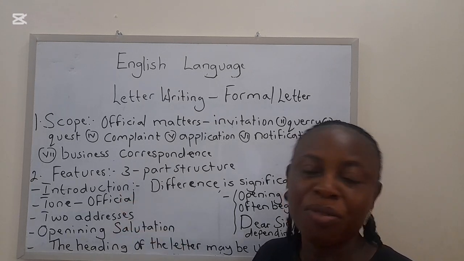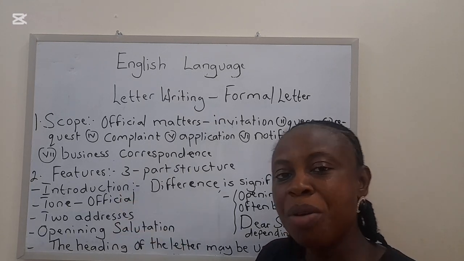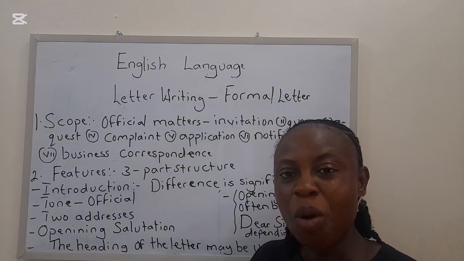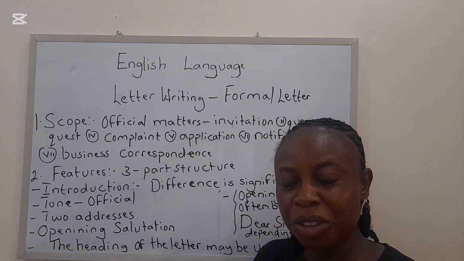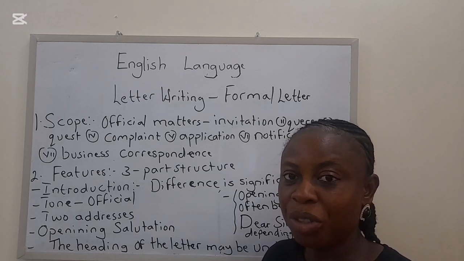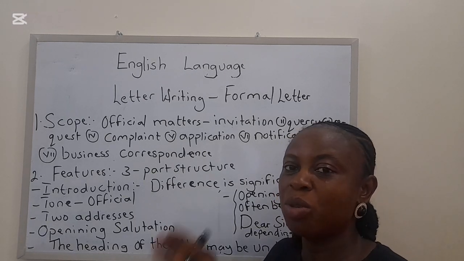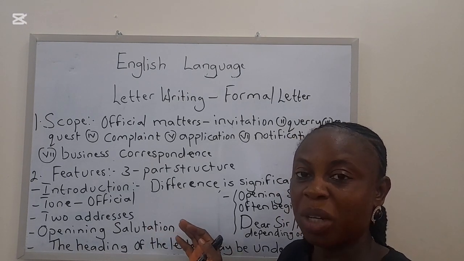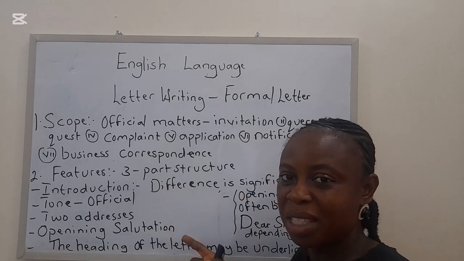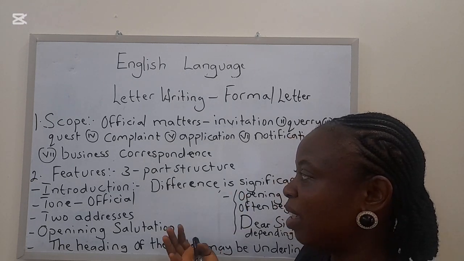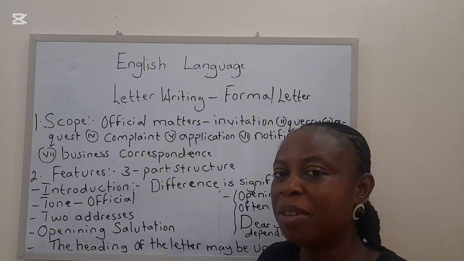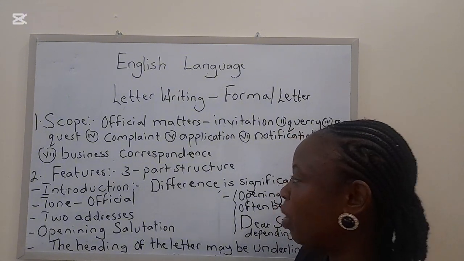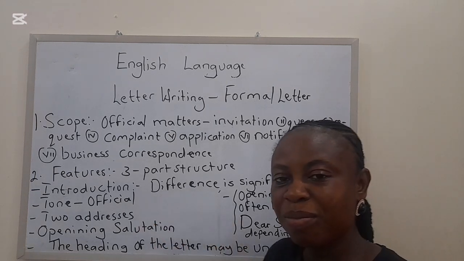Let's look at the features of a formal letter. What are the features? Remember, in the last series, we talked about the three-part structure of a letter: the introduction, the body, and the conclusion. It's still the same format we are going to follow under the formal letter. The structure still stands for this type of letter. Let's look at the introductory part of a formal letter. How is it formed? Under the introduction, we want to look at the tone.